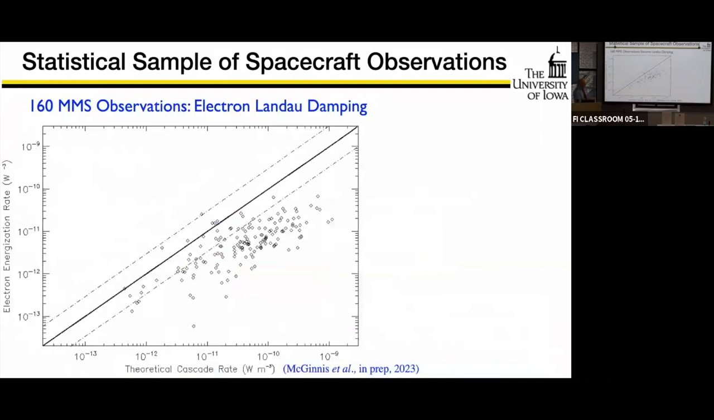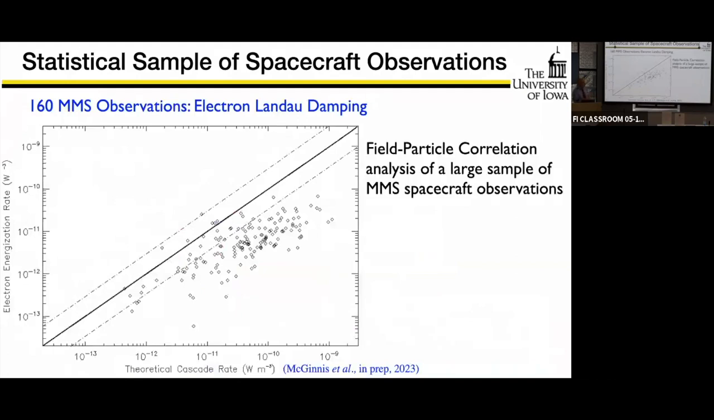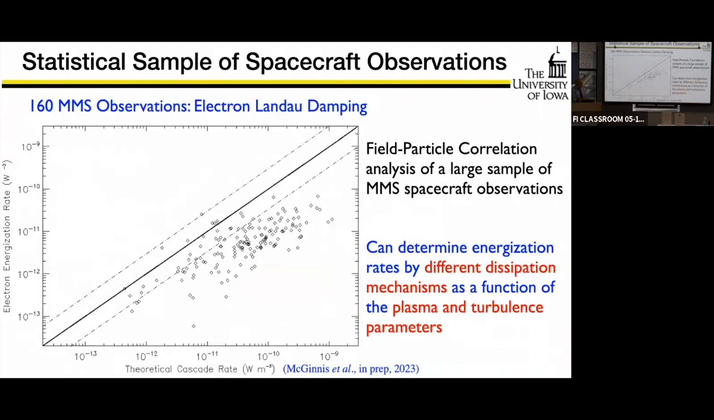And of course, we've extended this. I've now got a postdoc who's done 160 intervals where we do this field particle correlation, again looking for electron Landau damping. And if we can determine the dissipation rates by different mechanisms, we can start to sort this by the plasma and turbulence parameters for those intervals and see if there are some obvious trends of what's going on.